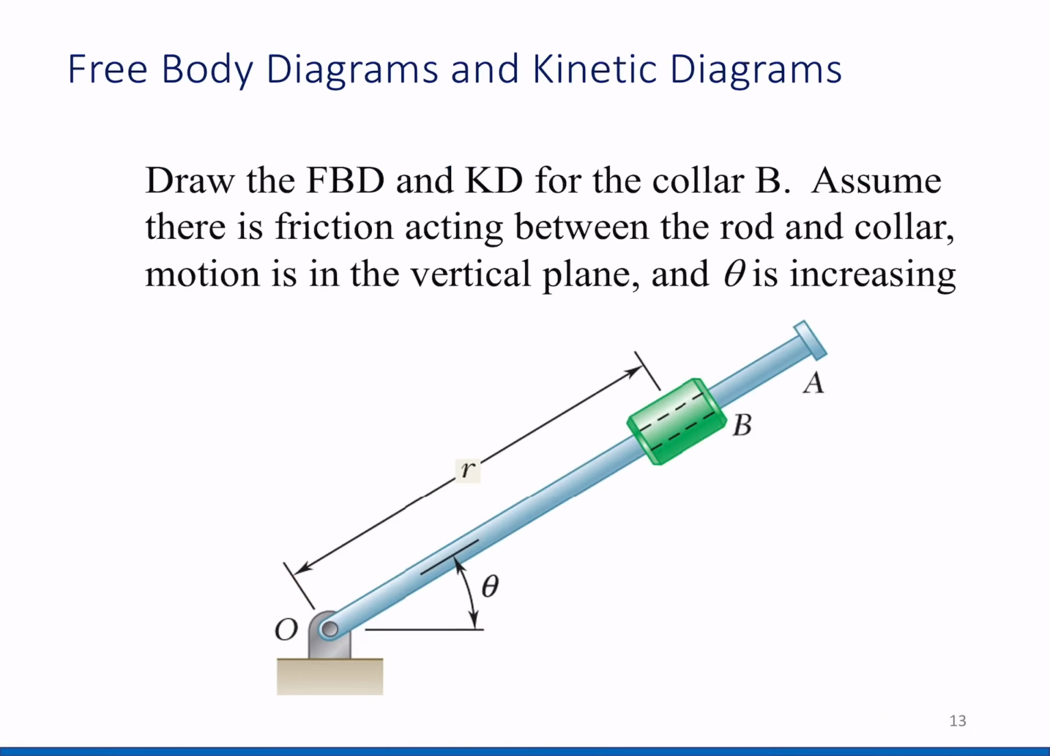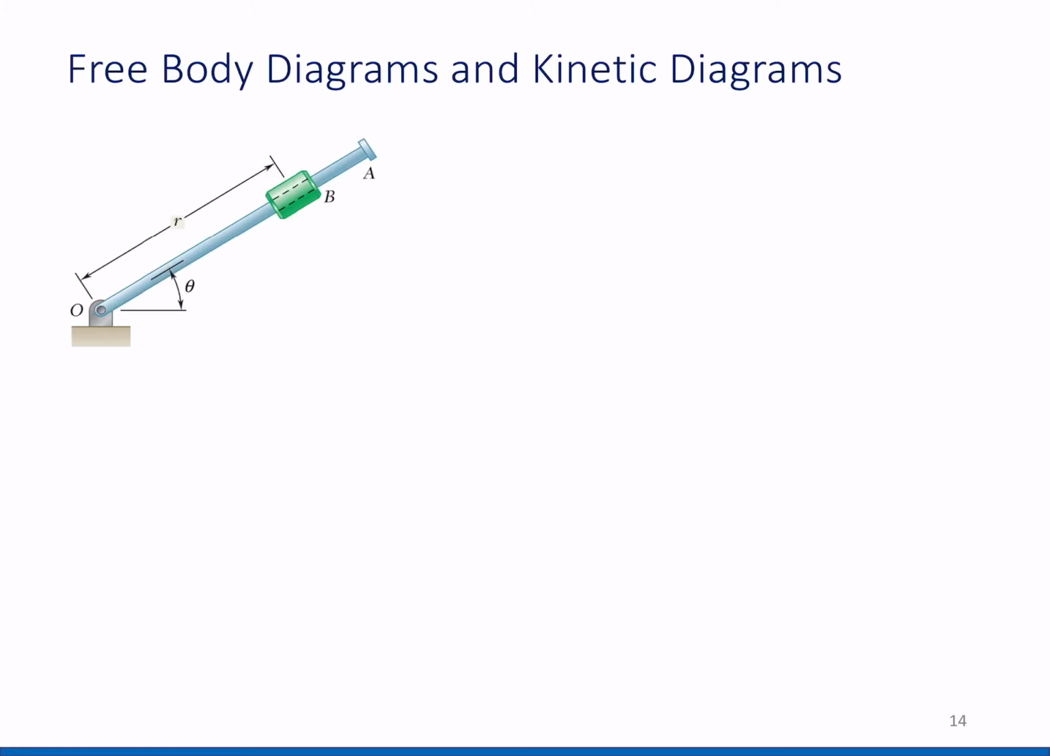Next, free body diagrams and kinetic diagrams. Can you draw them for this collar B? Assume that there is friction between the rod and the collar. So here is rod A, collar B. The motion is in a vertical plane and the angle. So we have the motion in this plane.